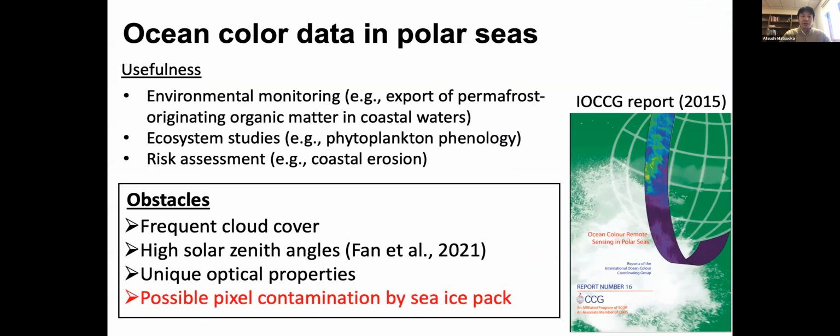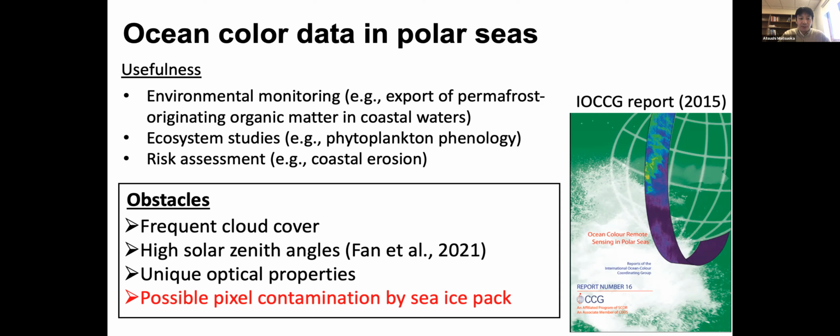So the ocean color data are very useful as listed here, but it's important to note that there are some obstacles for use of the ocean color data in polar seas. Indeed, we addressed these issues in the IOCCG report 2015. There are 4 main obstacles: frequent cloud cover, high solar zenith angles, unique optical properties, and possible pixel contamination due to sea ice.